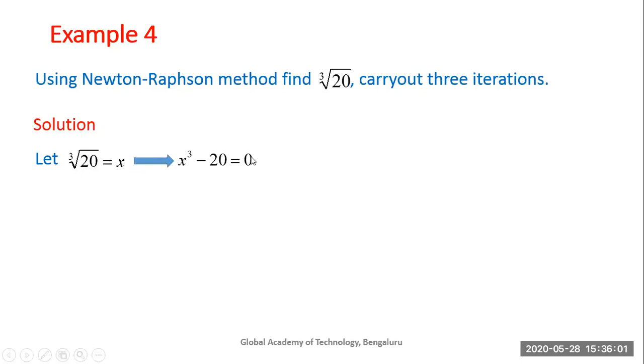If you find the root of this equation, that is nothing but the value of x, and x is nothing but the cube root of 20. So if you want to get the cube root of 20, just find the root of this equation, for which we apply the Newton-Raphson method. So f(x) is x cube minus 20, f dash x is 3x square. Find x0.